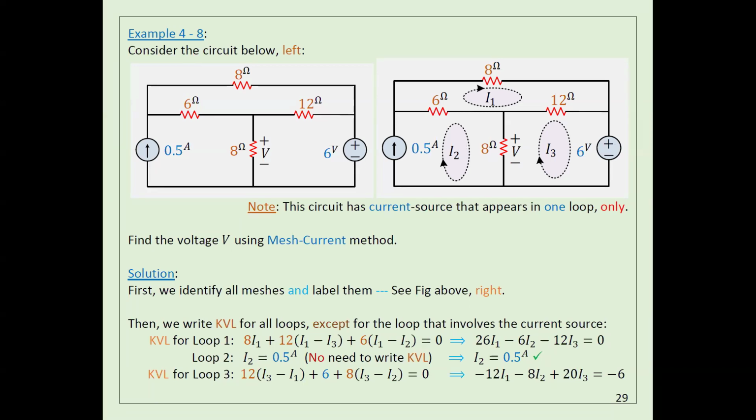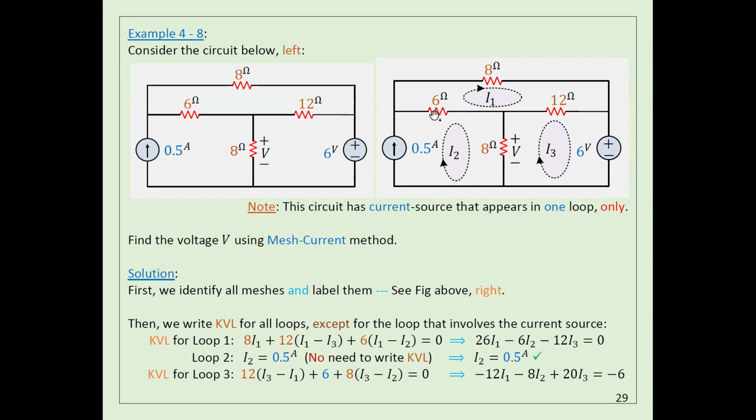Again, what is the difference between this example and the previous examples? In the previous examples, the circuits have only voltage sources. Now, we have one current source here, okay? You will see right now how this current source will make it easier, in this specific case.